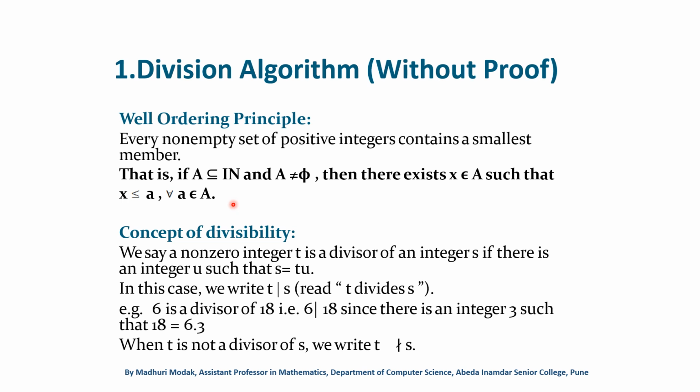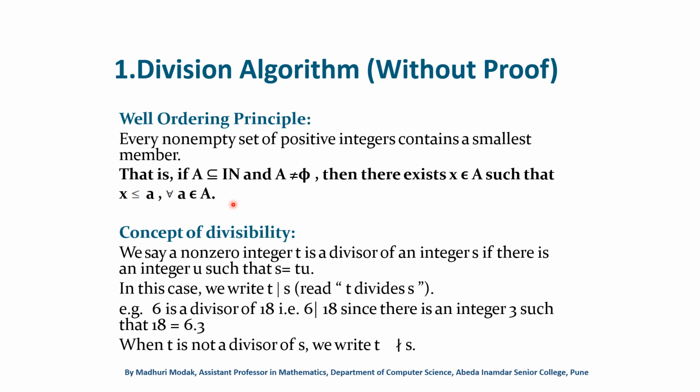Similarly, if I consider a set of odd natural numbers, that is 1, 3, 5, 7 and so on, then again it is a non-empty subset of positive integers. And among all these members, 1 is the smallest member because 1 is less than or equal to all members of that set. So in this way, if I consider any non-empty subset of positive integers, meaning natural number set, then definitely it contains a smallest member.